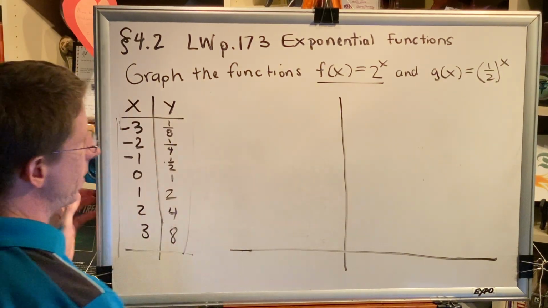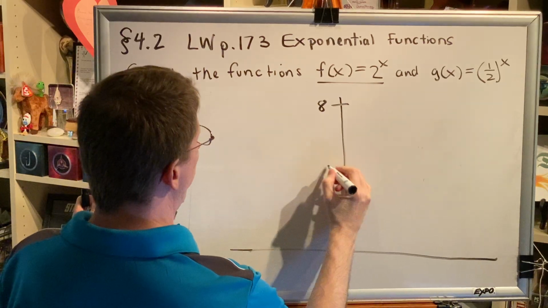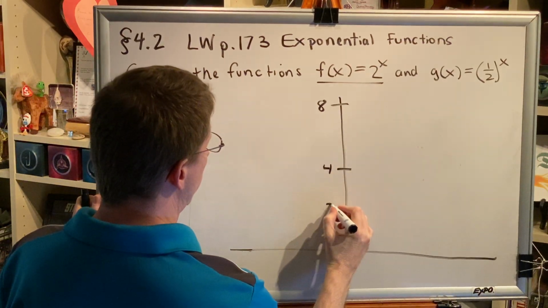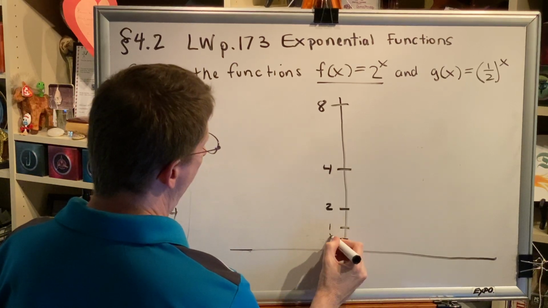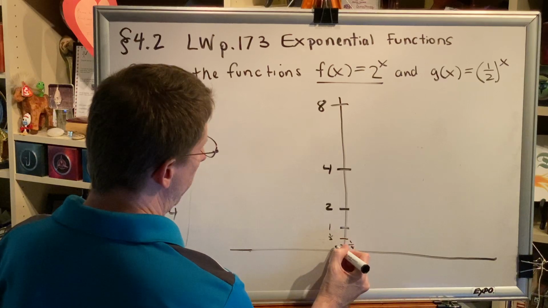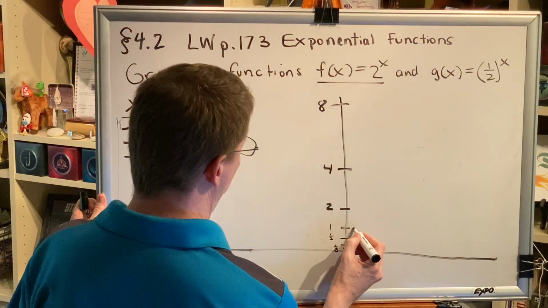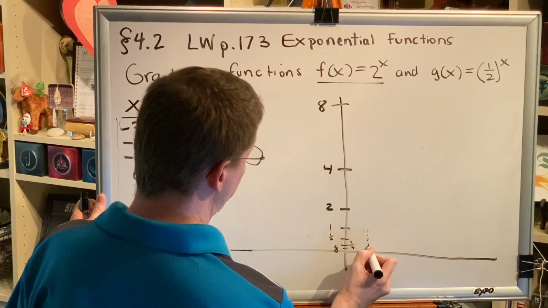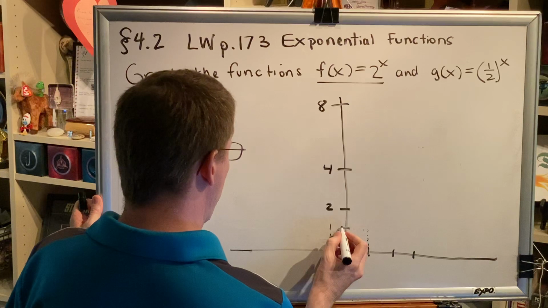So the y's go up as high as 8, so let's just call the very top 8. Then half of that would be 4, half of that would be 2, half of that would be 1, half of that would be 1/2, half of that would be 1/4, and half of that would be 1/8. All right, the x values range from -3 to +3.